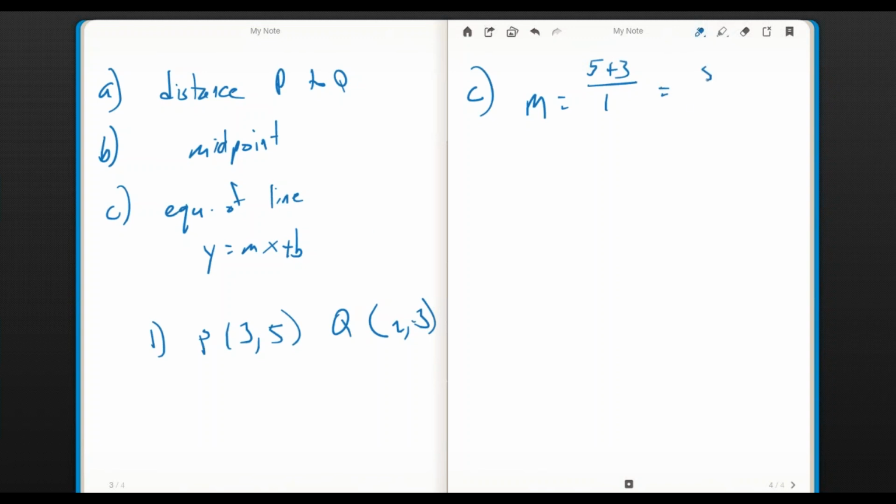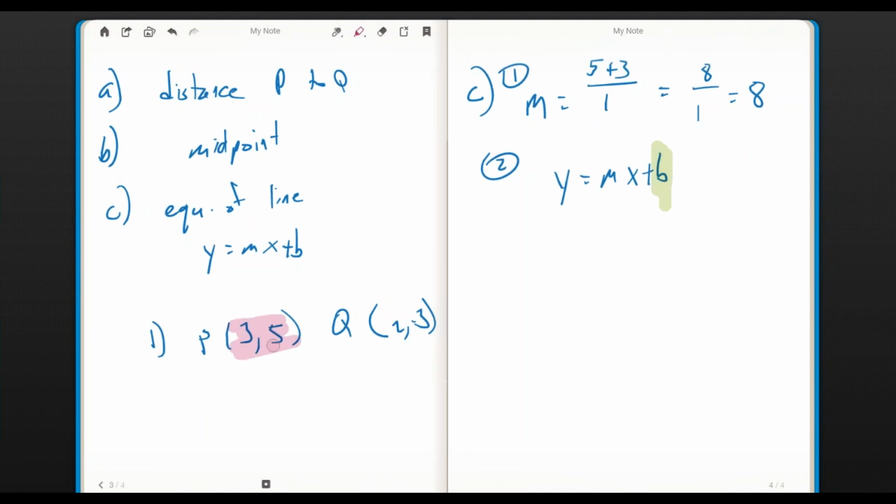So it rises 8 as it runs 1, so the slope is 8. My first step to find an equation of a line is always to find the slope. My second step is that I use the equation y equals mx plus b, and I try to find b simply by using a y, an x, and an m that I'm given. It doesn't matter which y and x I use as long as it's 1 point. So I'll just pick the 3 and 5 because it doesn't have a negative, and that's convenient.